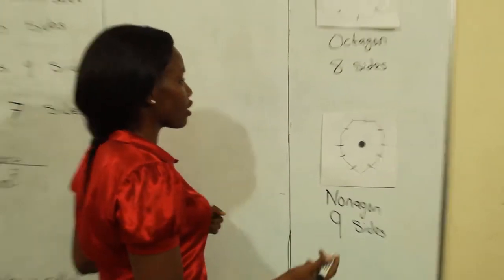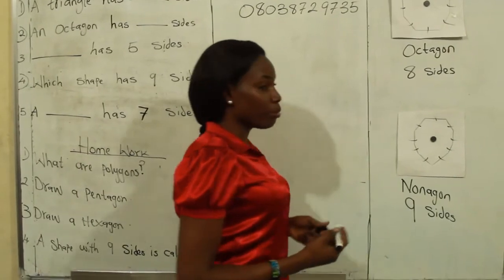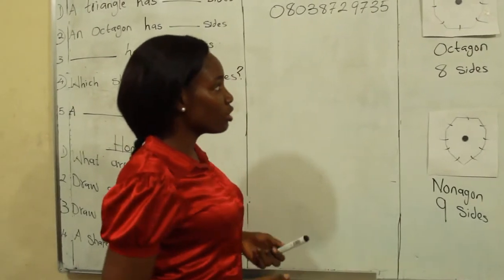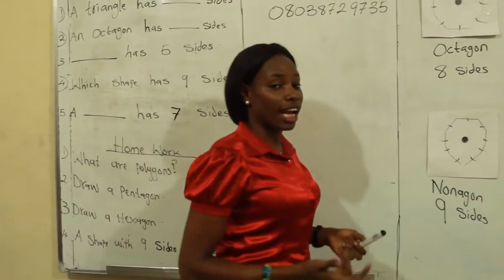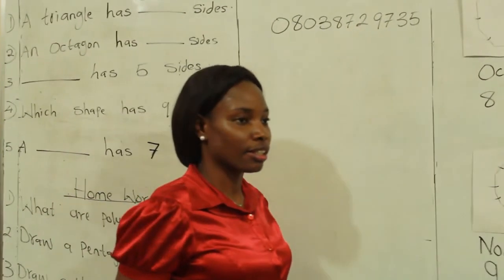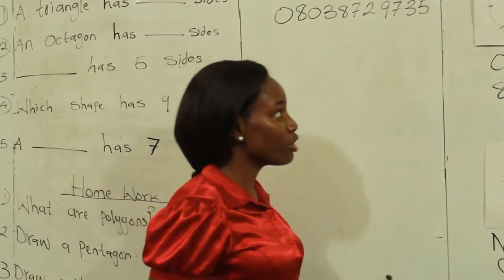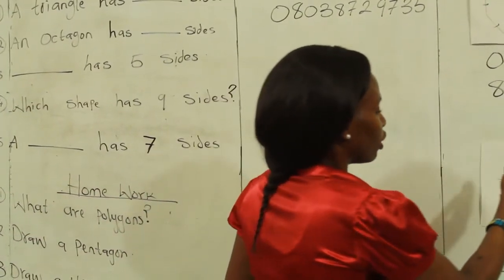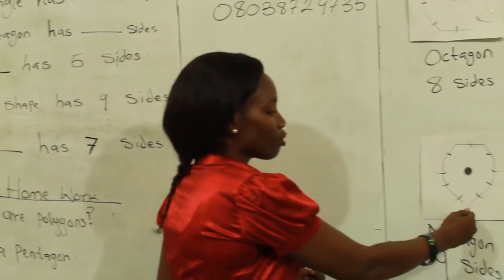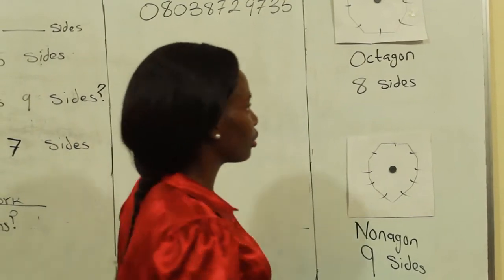All these are examples of polygons. And remember, I told you that polygons are shapes that have 3 or more sides. And they can be divided using a symmetric line into 2 equal halves.